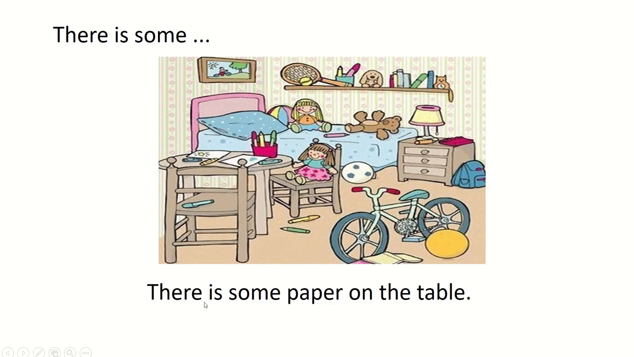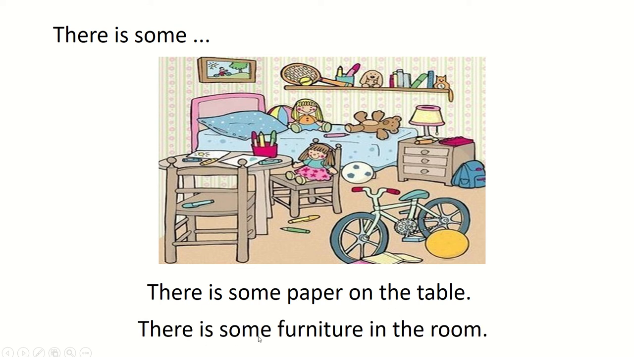There is some paper on the table. Because paper, we cannot count paper. So there is some paper on the table. There is some furniture in the room. Furniture cannot be counted. So there is some furniture in the room.